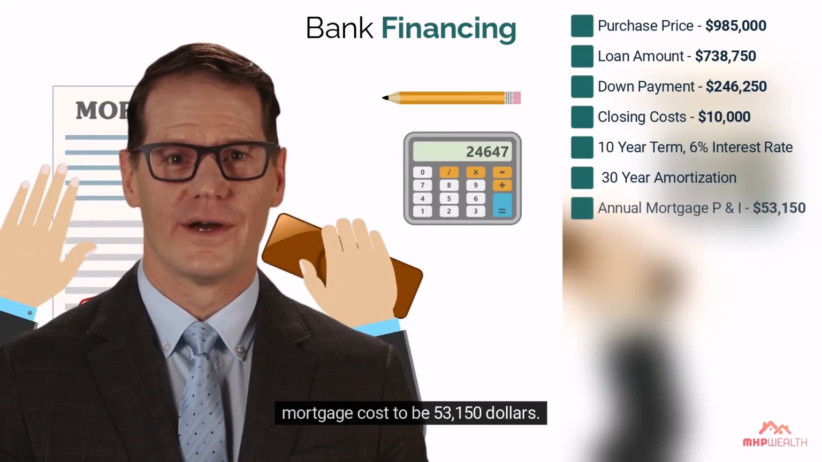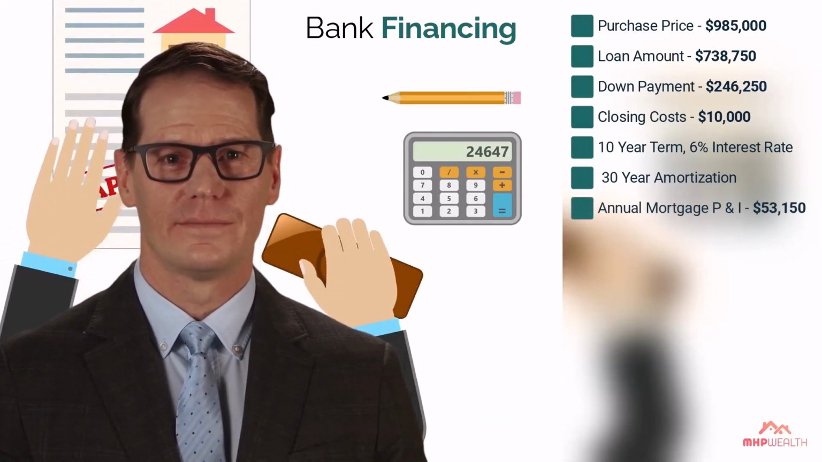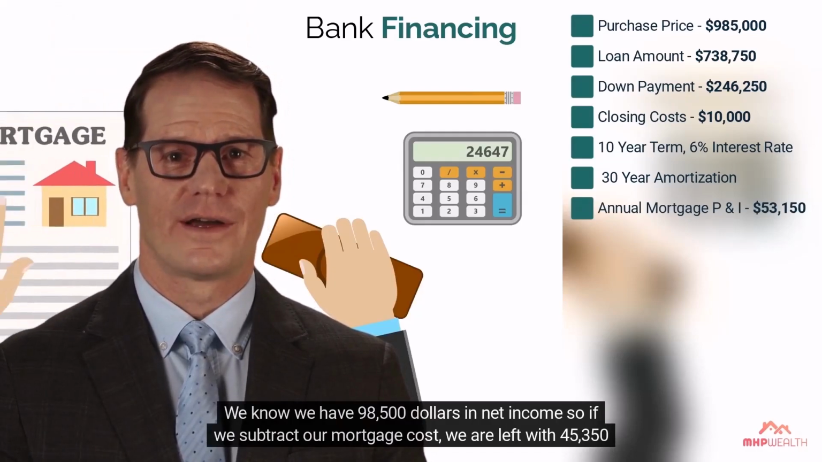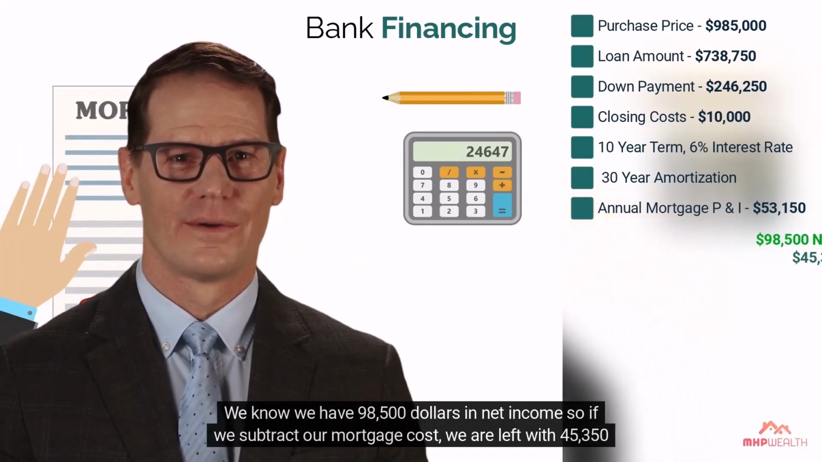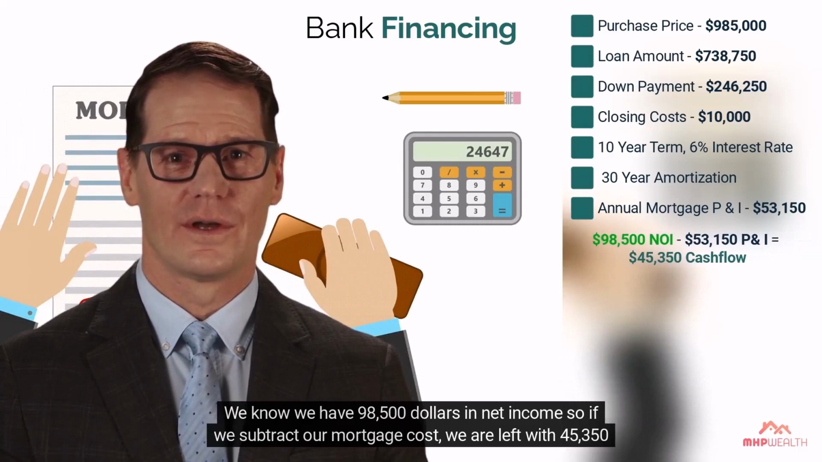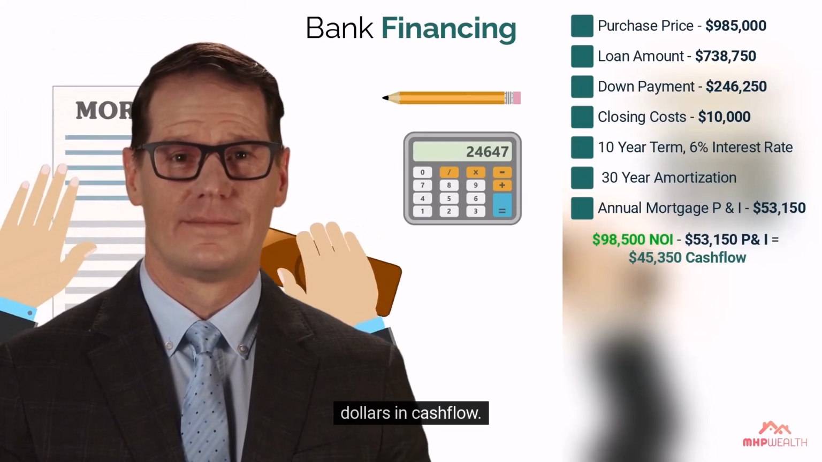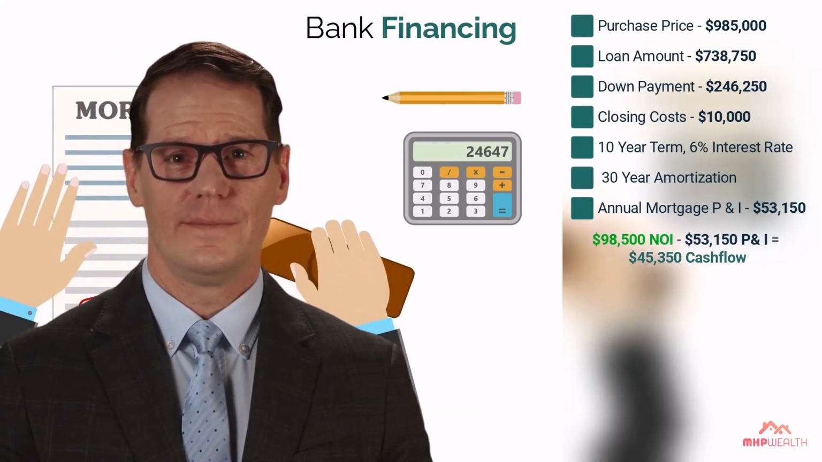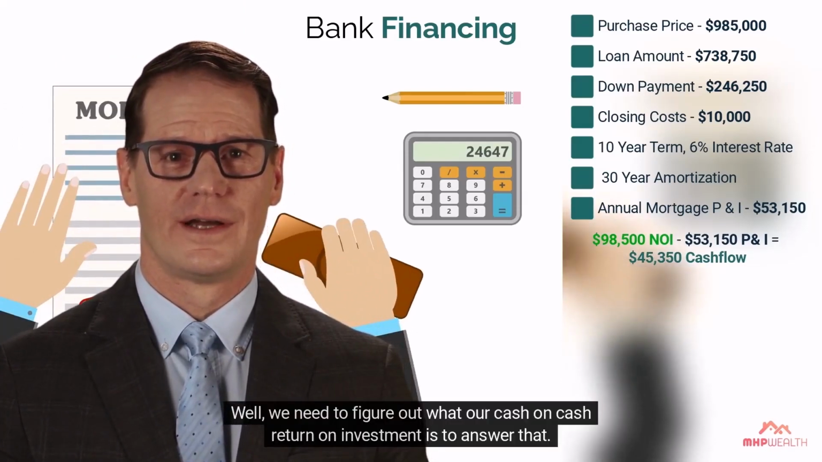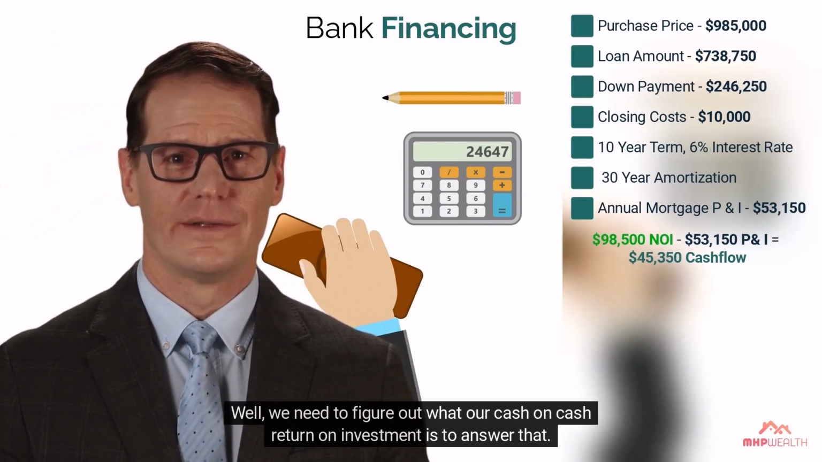to be $53,150. We know we have $98,500 in net income, so if we subtract our mortgage cost, we are left with $4,000 to $5,350 in cash flow. Great, is that good? Well, we need to figure out what our cash-on-cash return on investment is to answer that.